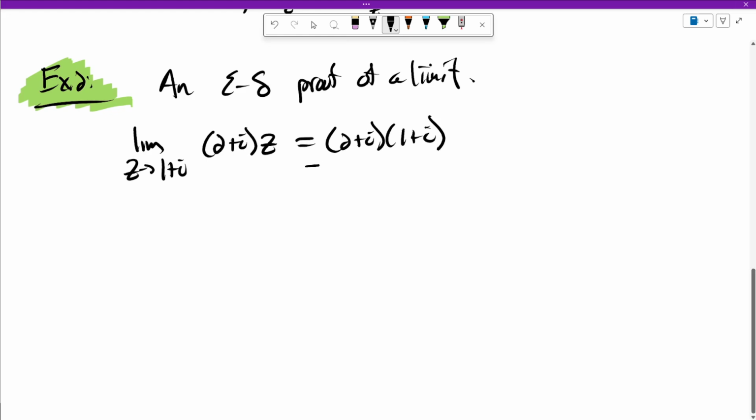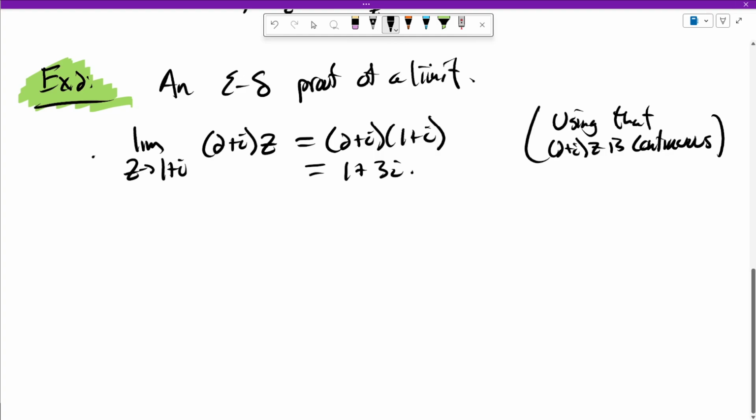So we plug in the value and do our complex arithmetic. I think what we're going to get is 1 plus 3i, because we'll get a 2 and then a negative 1, and the cross terms 2 plus 1 is 3. Great. Now, the rule in this class is, if you can just plug it in, just plug it in, and we can. Nevertheless, let's do the actual proof. This relies on continuity, so we're using that 2 plus iz is continuous, which was never proven, but we will get to that when we get to that.